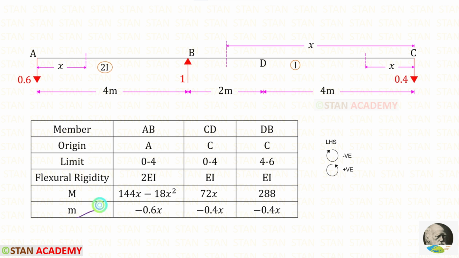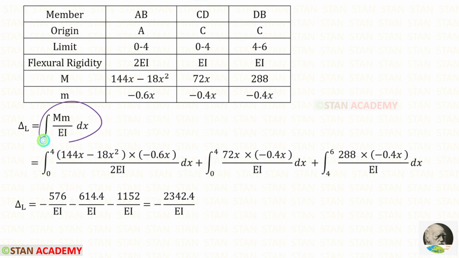Let us find the moment in CD and DB. About both of these two sections, RC is acting in the clockwise direction, so it will be negative and the distance is x. Using this formula, we can find delta L. For AP, the flexural rigidity is 2EI. So in the formula, instead of EI, we have to apply 2EI. Using the calculator, we can do these integrations. For delta L, we will get this.